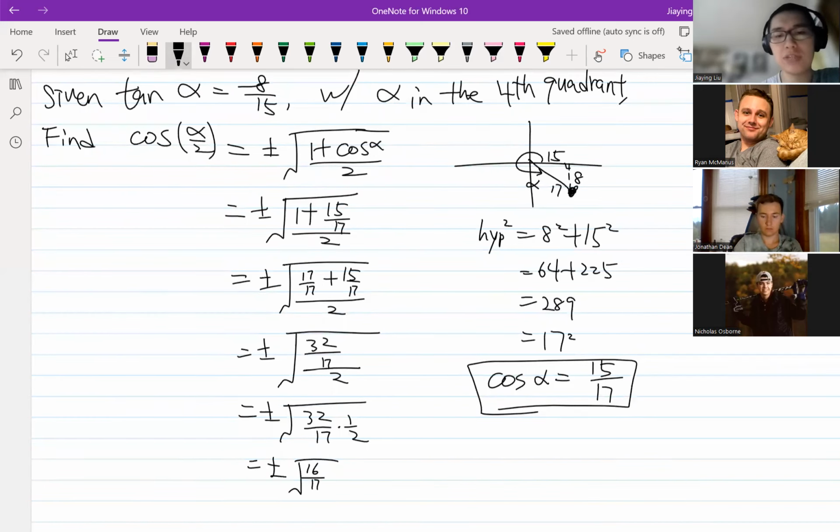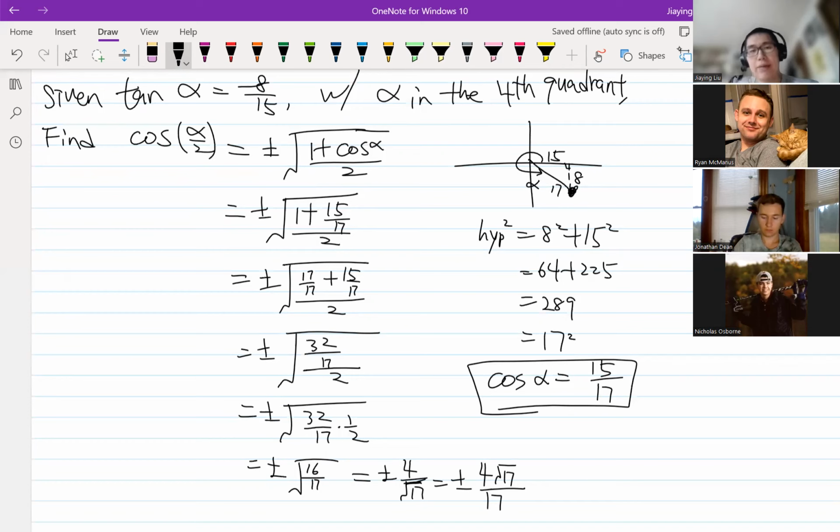And the square root of 16 is 4. So we get plus minus 4 over square root of 17. If we get rid of the square root in the bottom, we get plus minus 4 square root of 17 over 17. Now this is a plus and minus, so we have to decide whether we're going to choose the positive or the negative.